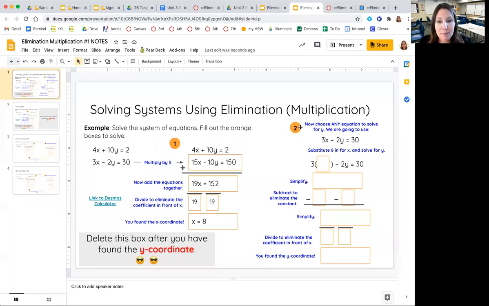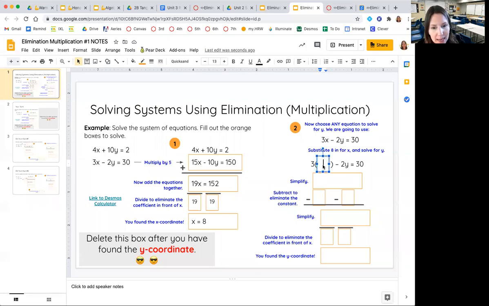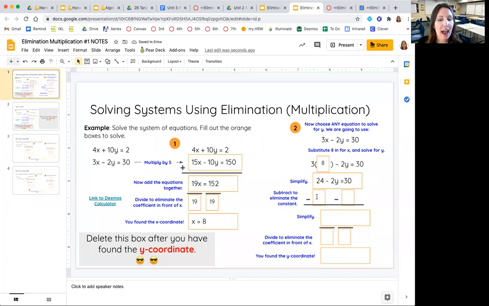So step 2 says now choose any equation to solve for y. I just chose the second equation for no real reason. So now we're going to substitute 8 in for x. That means instead of writing x, we're going to replace it with 8. So here's my equation, and there's a box here for x. I'm going to write 8 in there. Now I have to simplify this equation. I know that 3 times 8 is 24 minus 2y equals 30. And this is the equation I have to solve.